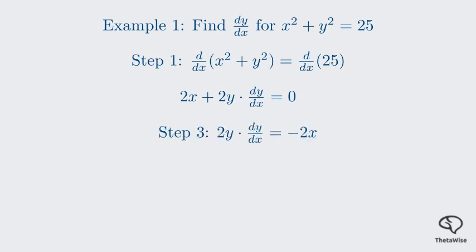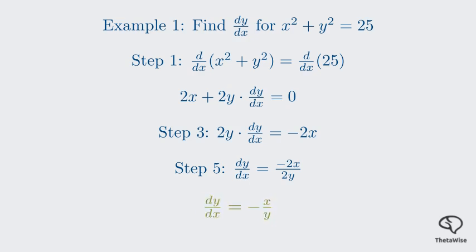Step 2 was to apply the chain rule, which we just did for the y squared term. Step 3. Gather terms with dy by dx. We only have one, so we'll move the 2x to the other side by subtracting it. Step 4. Factor out dy by dx. It's already factored. Step 5. Solve for dy by dx by dividing by 2y. The 2's cancel, leaving us with dy by dx equals negative x over y.